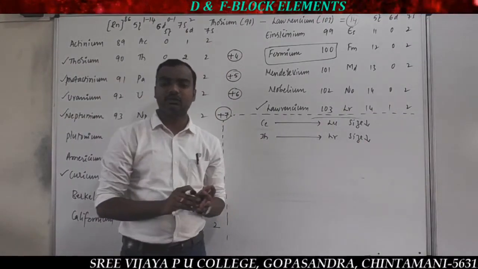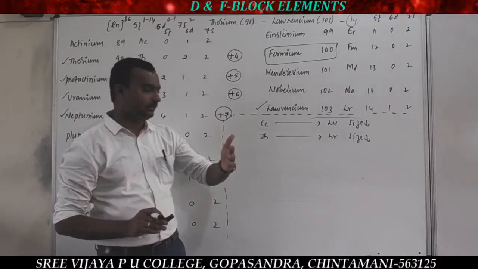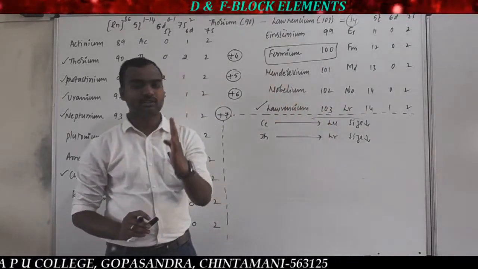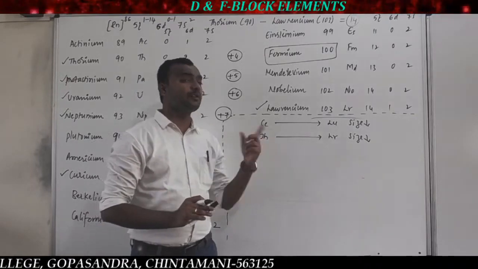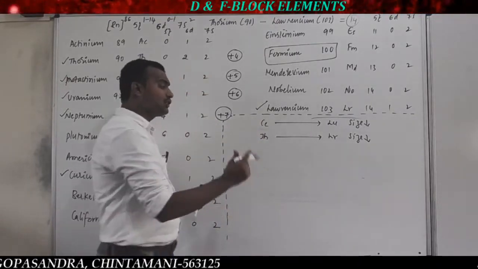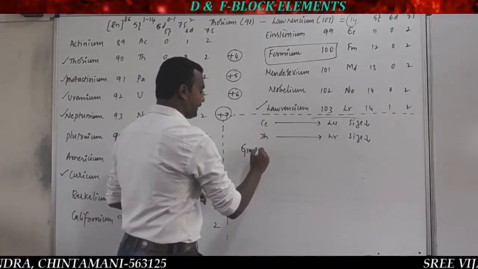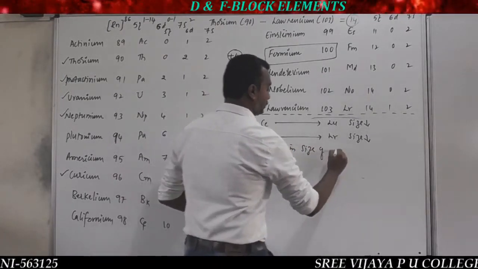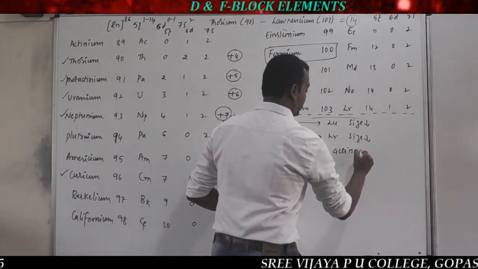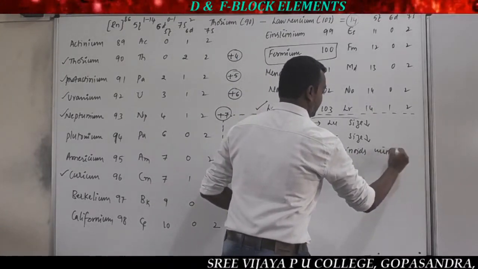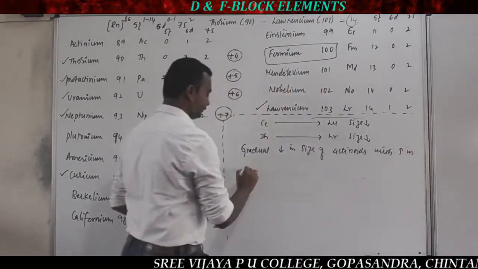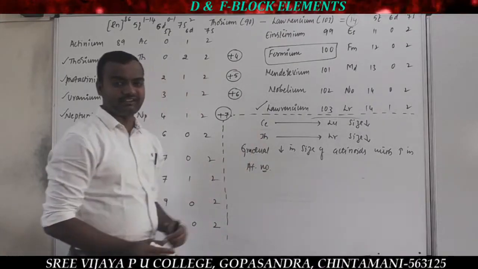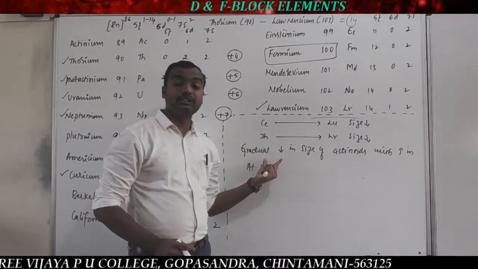Gradual decreasing in size of lanthanides with increasing atomic number. From cerium to lutetium, as atomic number increases, size keeps decreasing. That is called lanthanide contraction. And what is the meaning of actinide contraction? Nothing but gradual decreasing in size of actinides with increasing atomic number across the series. So that is called actinide contraction.